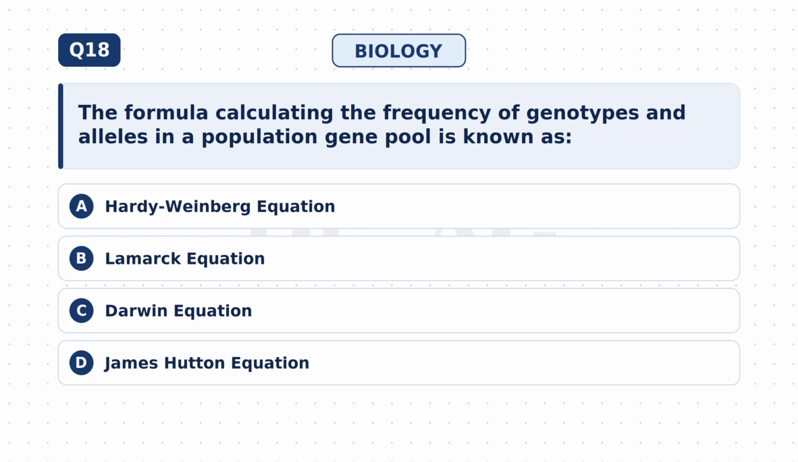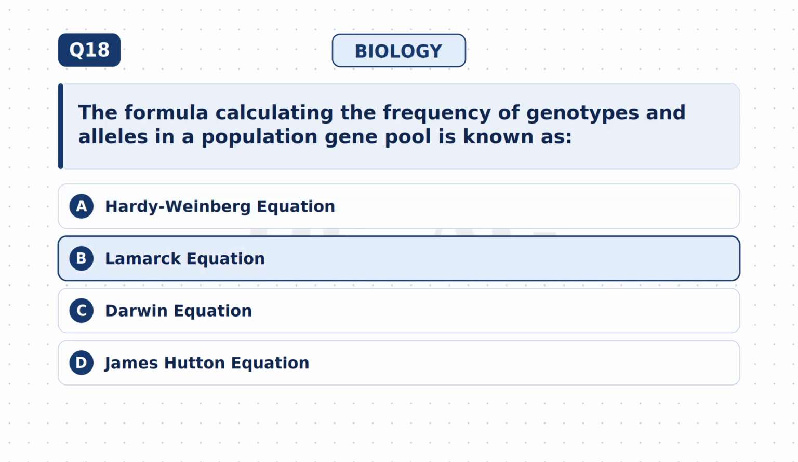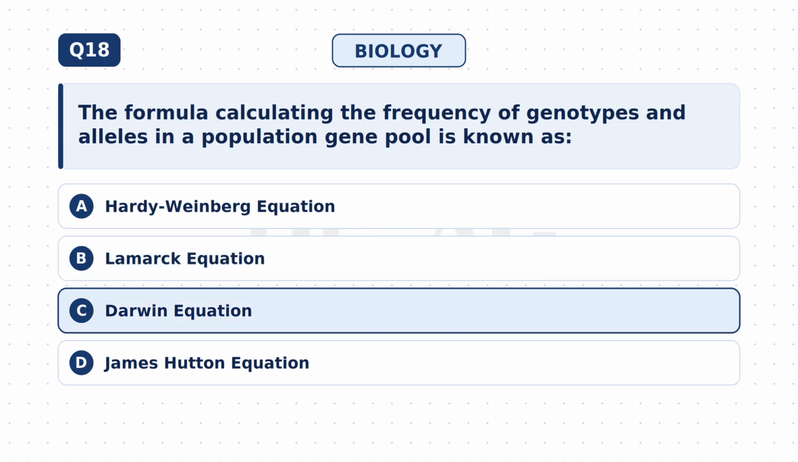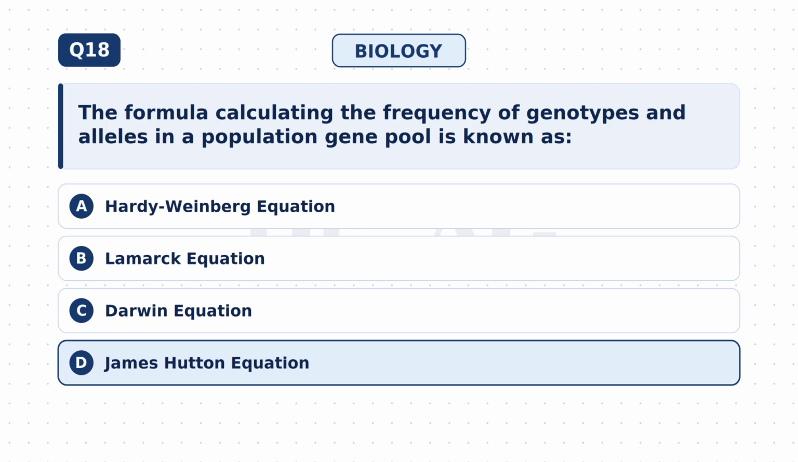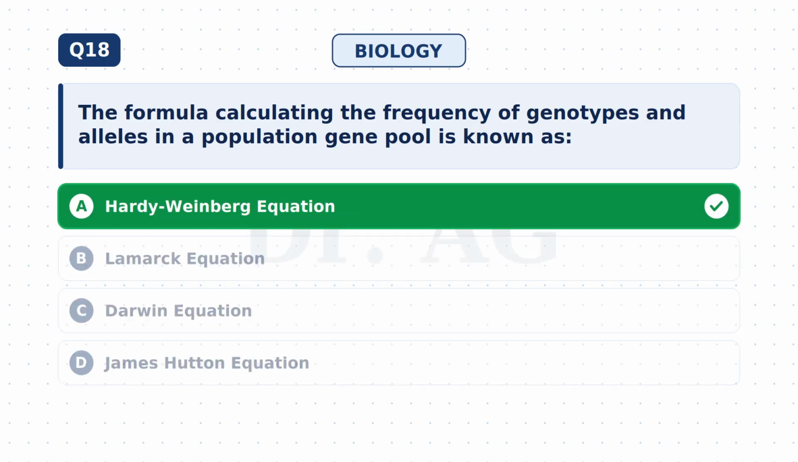Question 18. The formula calculating the frequency of genotypes and alleles in a population gene pool is known as. Option A, Hardy-Weinberg equation. Option B, Lamarck equation. Option C, Darwin equation. Option D, James-Hutton equation. The correct answer is A, Hardy-Weinberg equation.